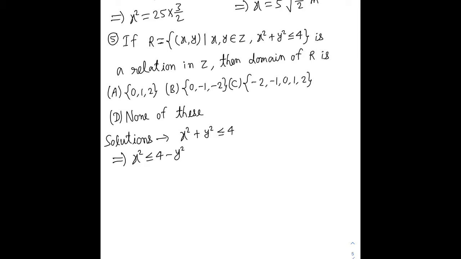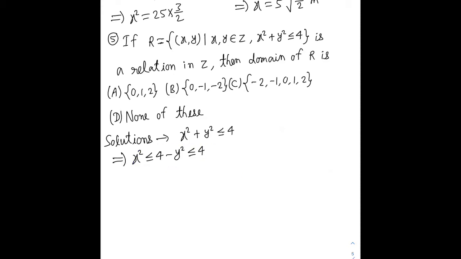Now, 4 minus y square has to be at most 4, right? Why? Because y square, the square of any number, is either positive or 0. If it is positive, then 4 minus any positive value, for example 4 minus 1 is 3, or with any positive value you get a value which is less than 4. If you put y square equal to 0, then 4 minus 0 would be 4. Then you are getting equal to 4.